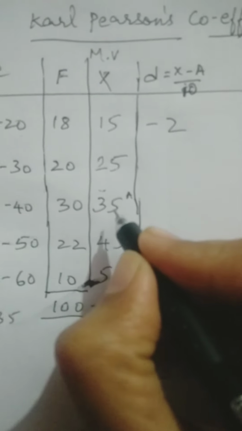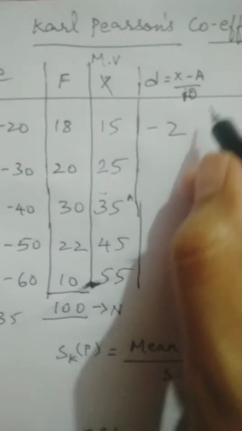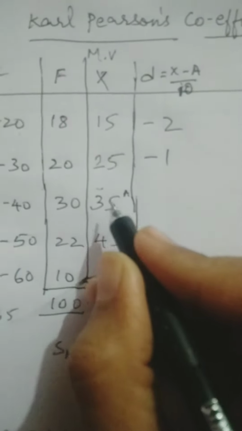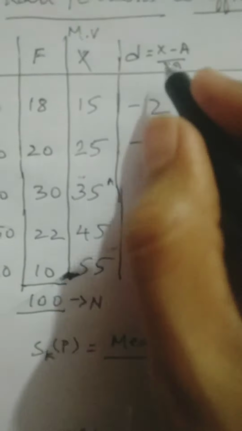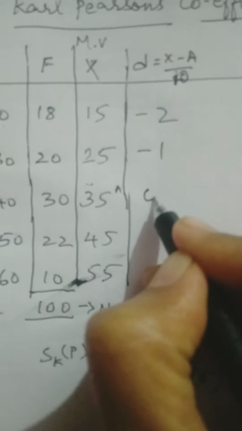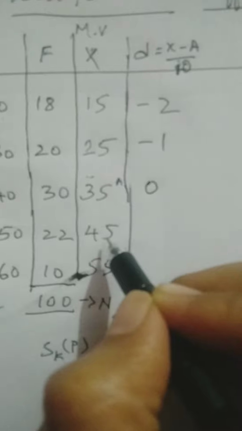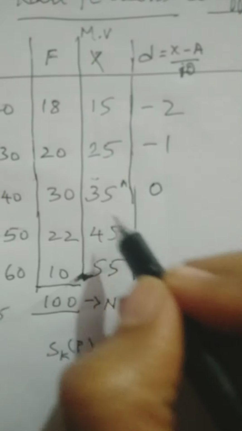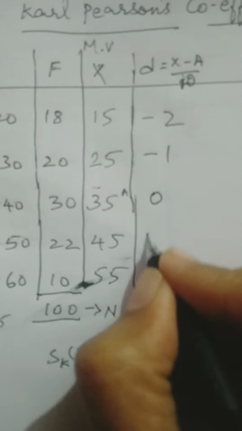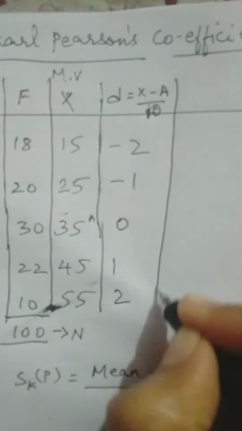Again 25 minus 35 is minus 10. Minus 10 divided by 10 is minus 1. Then 35 minus 35 is 0, right? This is x minus the same a, it is 0. Again, x is 45. If I am calculating for this line, 45 minus 35 is 10. 10 divided by 10 is 1. Again, you will get here 2. Then students, you got the d value.